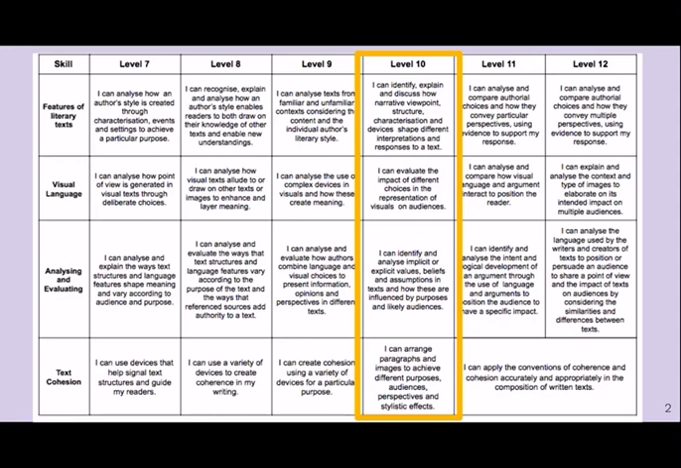The final row is text cohesion. So this is about your writing, okay? So in your essay, it's saying at level 10, I can arrange paragraphs and images. So images won't necessarily be relevant to us in this task. So I can arrange paragraphs to achieve different purposes, audiences, perspectives, and stylistic effects.